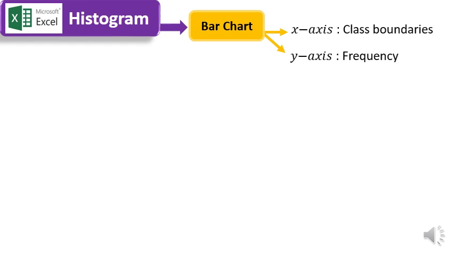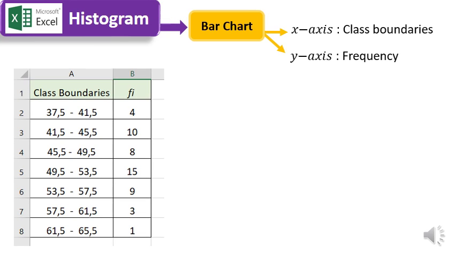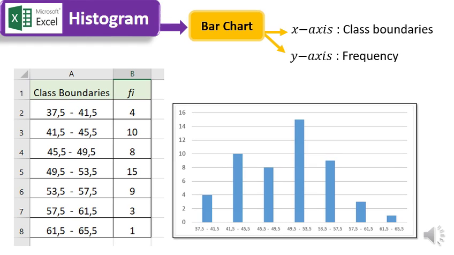We'll start with a histogram. That's just a bar chart, and on the x-axis have the class boundaries. The y-axis will have the frequencies. So we've got our boundaries, our frequencies. We've done this prior, so I've put all my information together, and you construct the bar chart as usual.